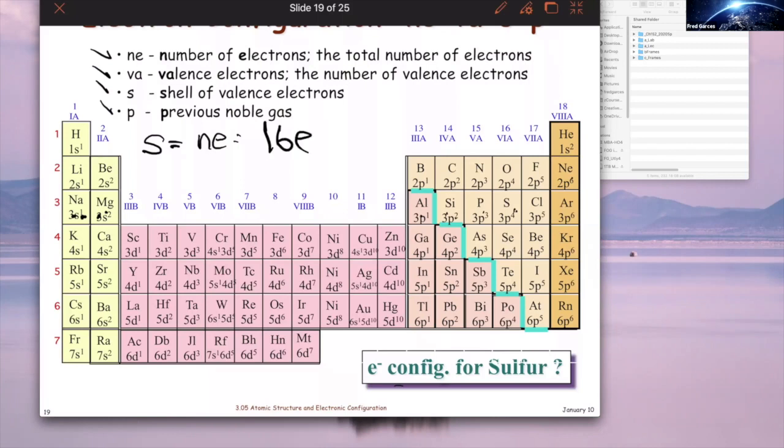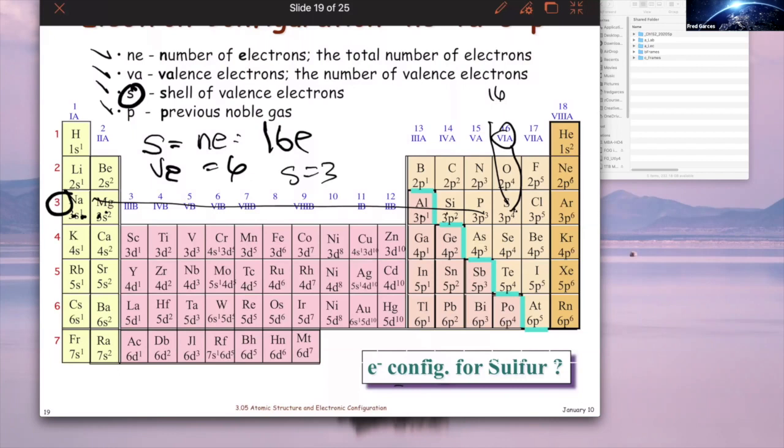This should have an atomic number 16 for sulfur. And the valence electrons, well, that's just 6. The shell of the valence electrons, well, that's just 3. And the previous noble gas of sulfur, that's just neon. So for sulfur, we know it's got a neon core. The reason why we're doing this shorthand notation is because the inner core electrons aren't important. It's always the valence electrons that are important. So the neon core represents 10 electrons.